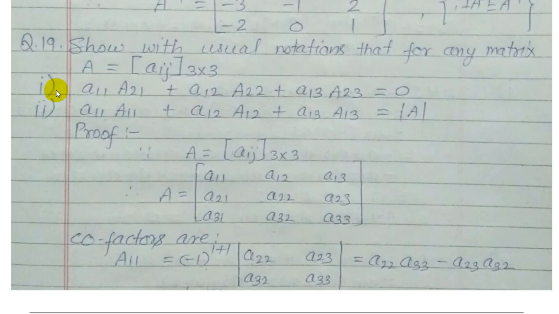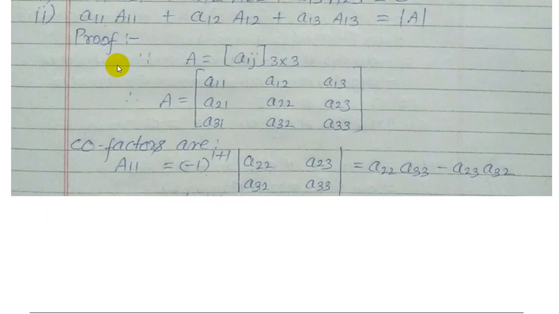First one, you have to prove that A11 into A21 plus A12 into A22 plus A13 into A23 equals 0. And second one, A11 into A11 plus A12 into A12 plus A13 into A13 equals determinant of A. So for the proof, it is given that matrix A equals Aij of order 3 by 3.